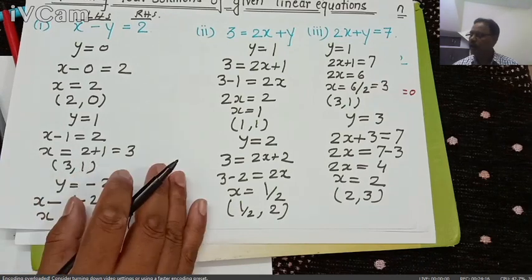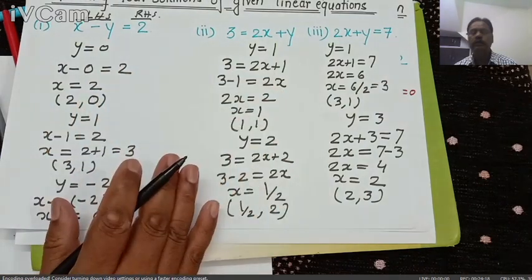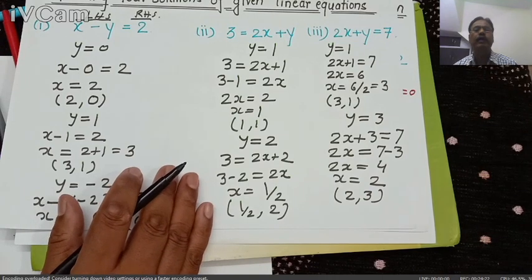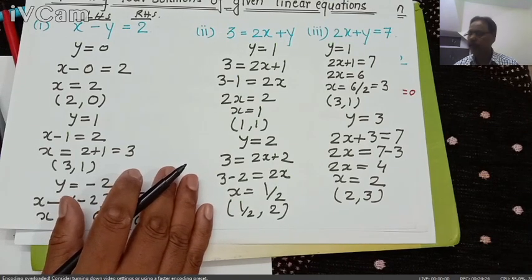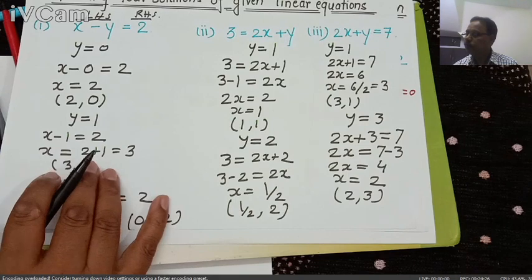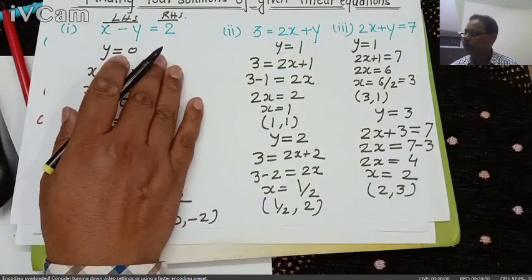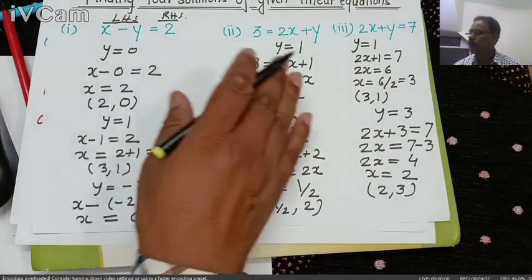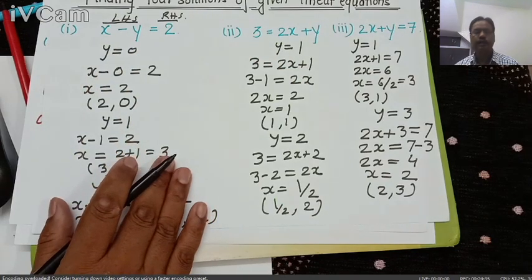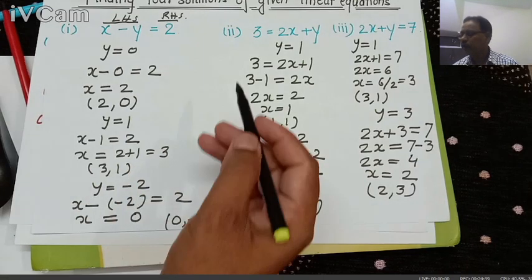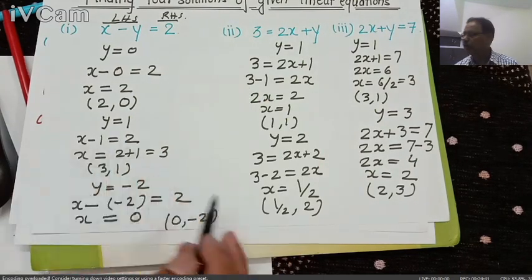Understand? I have put here y equal to. You can put x equal to and you can find the value of y. So in this way we have found the solutions of the equation. So many solutions we can find out. These are called solutions.